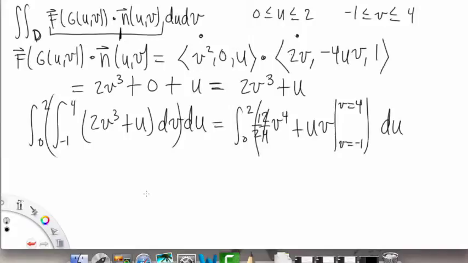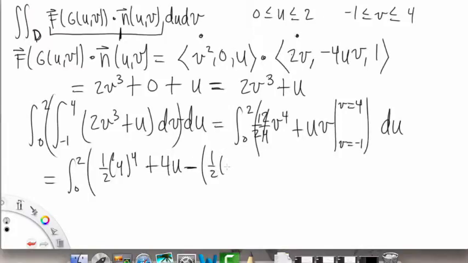All right? So then when we plug that in, let's see what we get. We get 0 to 2, and then this is a 1/2 times 4 to the fourth plus a 4u. And then we're going to do minus 1/2 times -1 to the fourth. And then this is a minus a u. Okay? So something like that.